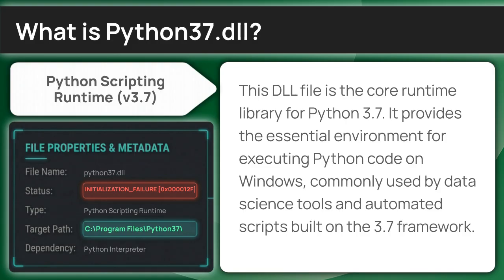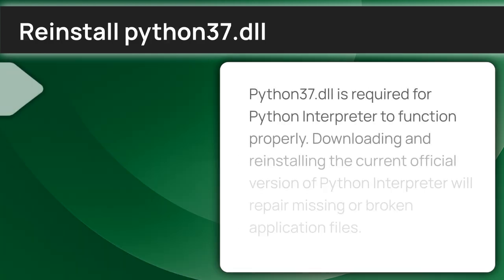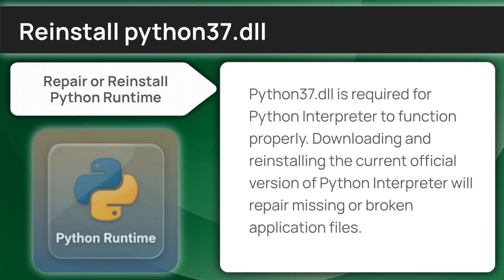With the explanation out of the way, let's refresh the affected files. Application-level DLL errors like this are usually resolved by reinstalling the affected software. Reinstall the latest official version of the Python interpreter to replace the Python 37.